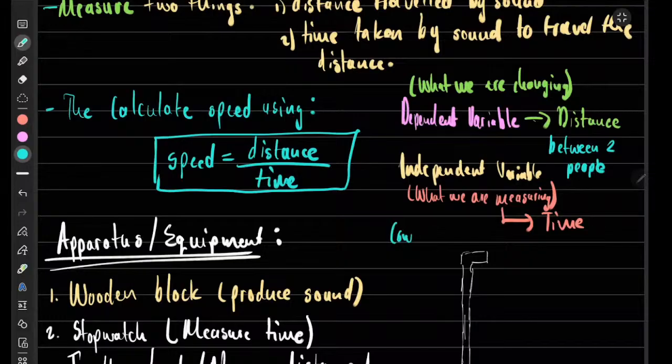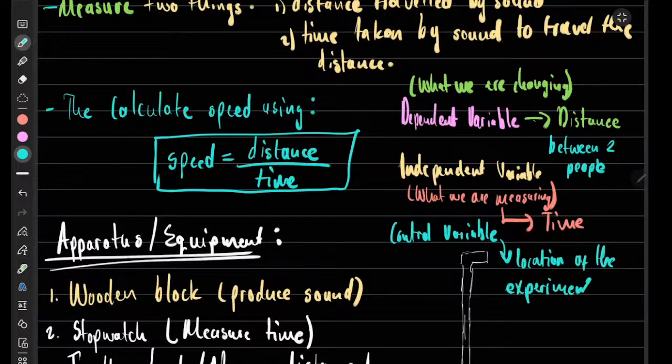Then control variable is what should not be changed. What should you make sure you don't change? It is the location of the experiment. You can't first do it on a flat ground, then you go and one stone stands on top of a mountain, the other one down, then you measure the distance and you do the same thing. Hey, why are you changing location? You're affecting the experiment. Are we together?